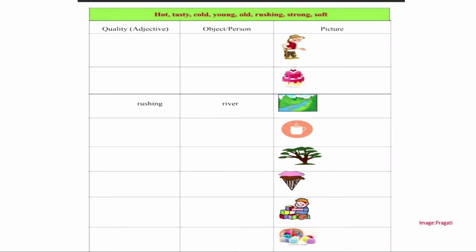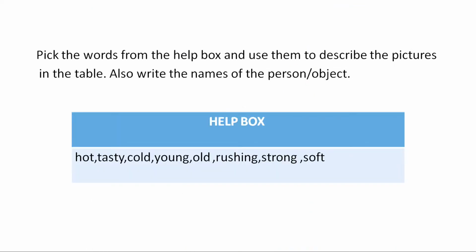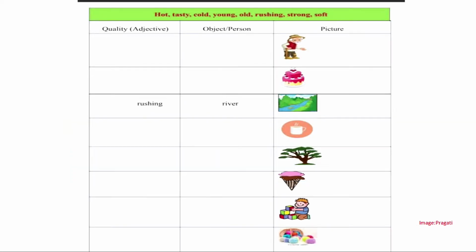Next you can see a young child. Young child, great. So we can use a young child. Next we can see some toys. So they are soft toys. Yes, they are soft toys, or they could be colorful toys, depending on the adjective that is available with you. So let us repeat. We have an old person, a yummy cake, rushing river, hot tea, strong tree, cold ice cream, young boy, and soft toys.